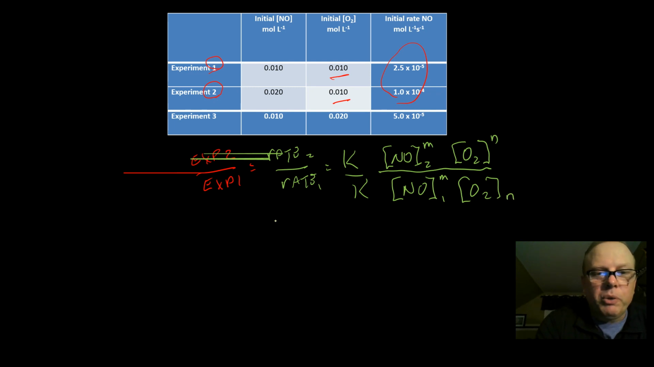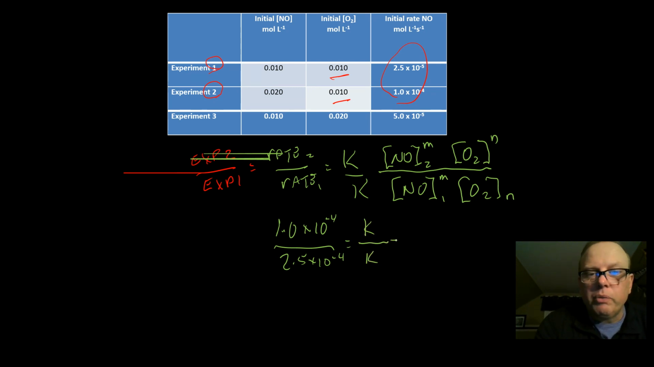So the rates then, when we put them in, will be equal to 1.0 times 10 to the negative 4 over 2.5 times 10 to the negative 4, is equal to K over K, which we don't know, and we're going to be able to cancel out anyway. And our concentrations here will be 0.02 over 0.01, and this both times is going to be to the M. And then here is going to be 0.01 over 0.01 in both cases to the N, but we're going to be able to cancel these out completely.